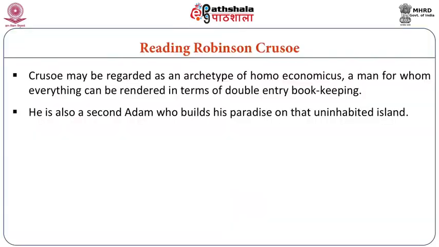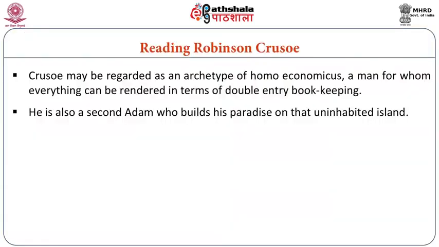Then Crusoe is also emblematic of the age because he is an archetype of the Homo economicus, which is an interesting way of thinking about somebody who is only interested in economic details. So everything for him is rendered in terms of profit and loss, debit and credit, the double entry bookkeeping system, which is common to a nation of shopkeepers. Now, if you think of England as being a nation of shopkeepers, then Crusoe is emblematic of that nation because he sees everything in those kinds of terms.